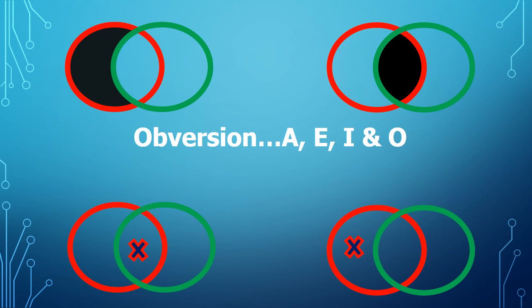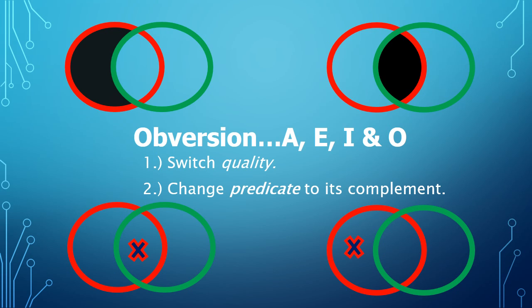Well, now it's time to work on obversion, which is interesting because that's the one method of getting logical sentence equivalents out of all the sentence types that we've got. But it also has two steps, and these ones are a little bit more complicated. First, you have to change the quality of the sentence. So you change an A sentence to an E sentence, or vice versa, and you change an I sentence to an O sentence, or vice versa. Basically, you move left to right along this table. And then you change the predicate to its complement. So this is the one technique where you don't swap the position of the S and the P, and that's important to remember. So let's take a look at a few examples.